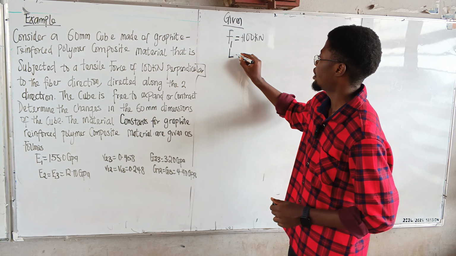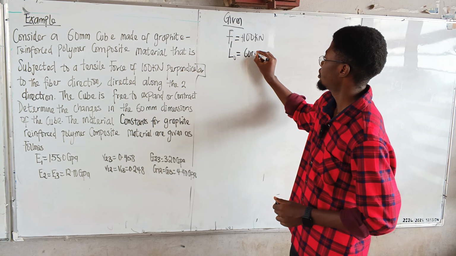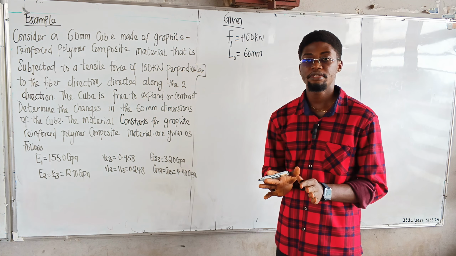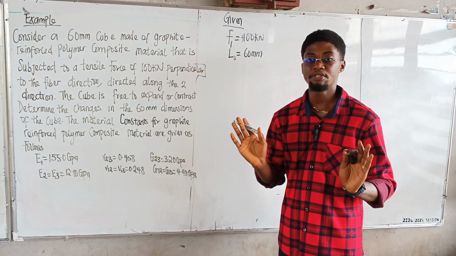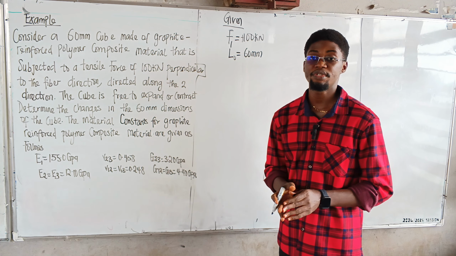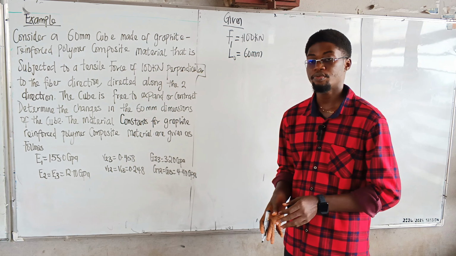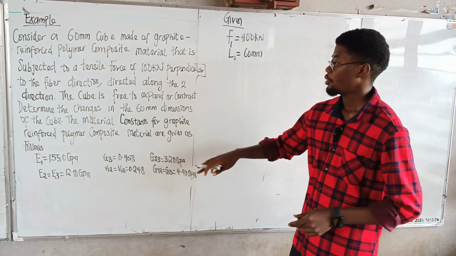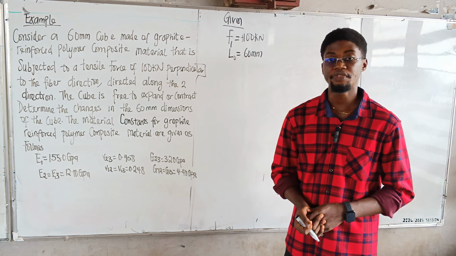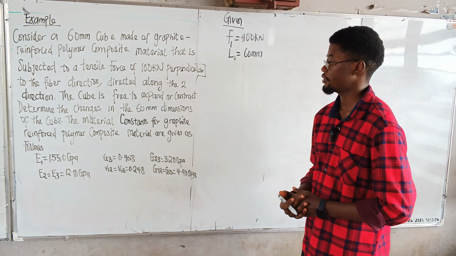So the original length of the cube is 60 mm. The cube on its own has a length of 60 mm when a force has not been applied to it. But when you apply a force, it will change. That's what we said. I want to predict that deformation, that change in the composite material. What they asked us to find is the changes in the 60 mm dimensions of the cube. And they gave us all the material constants for the graphite.